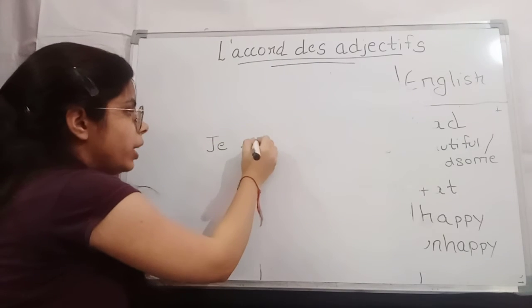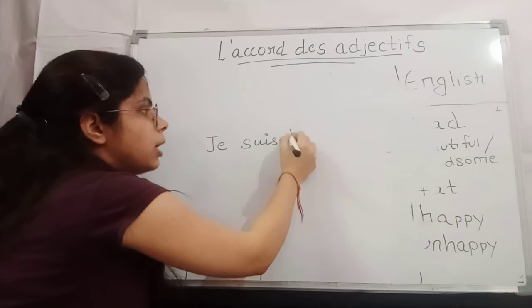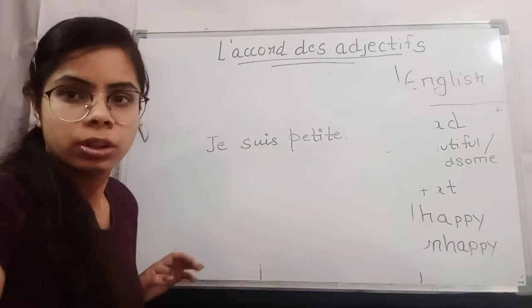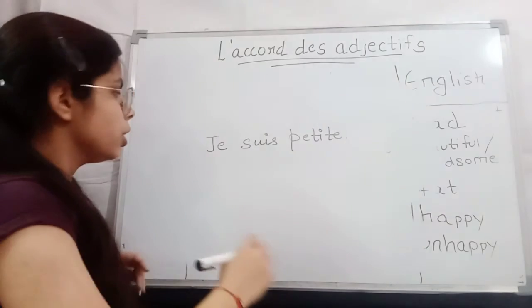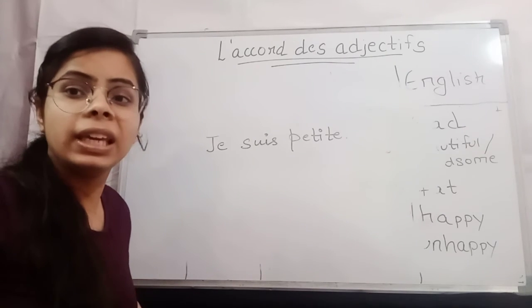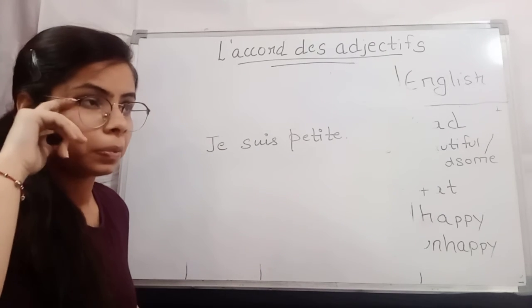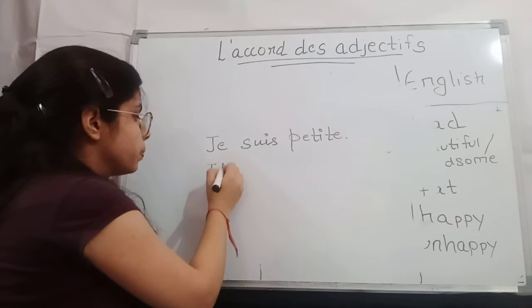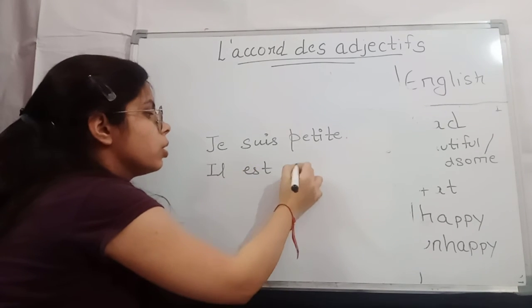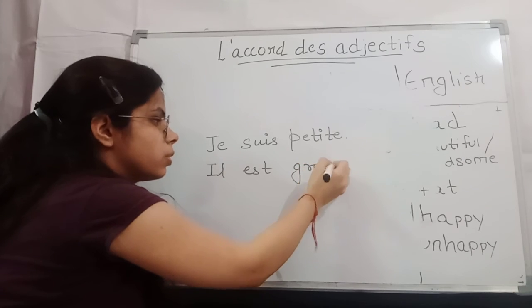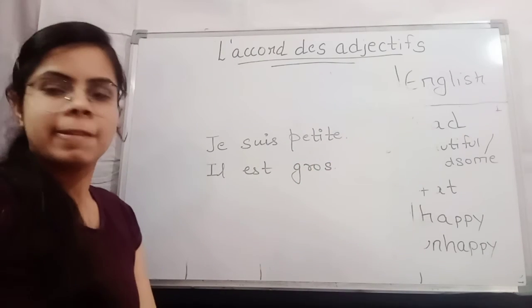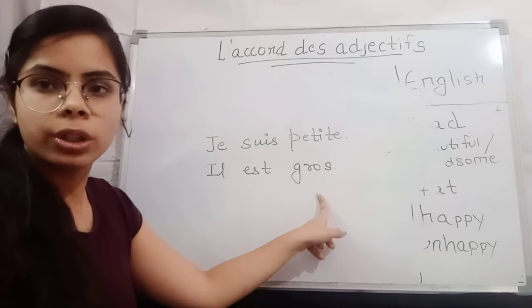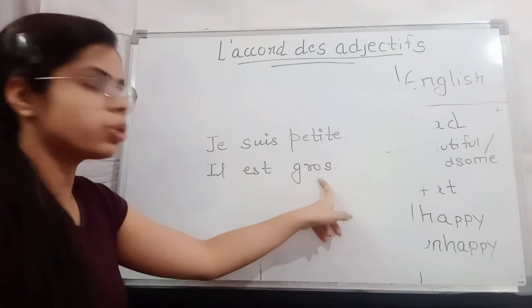Je suis petit. I am a female, so I'll use the feminine one. Okay? Petite. If I have to say like he is fat. Okay? So il est gros. Because I was using the fat word for masculine, so I used gros.